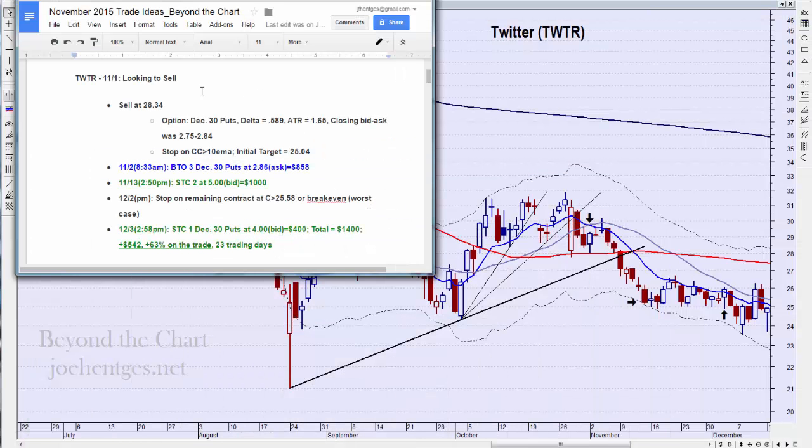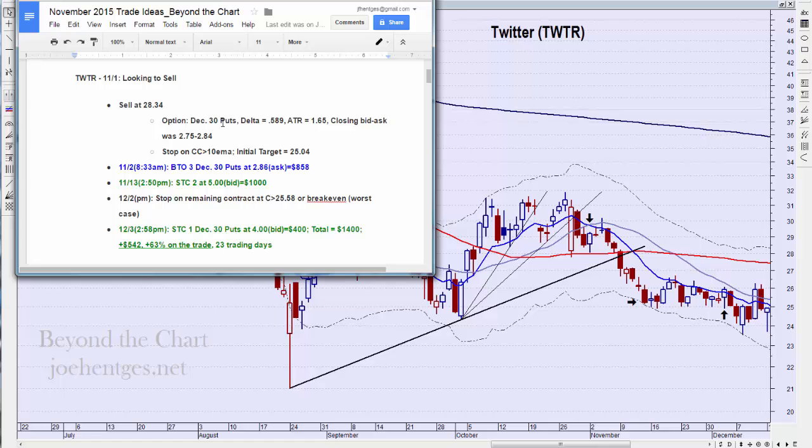Okay, so here's the setup. This is the Trade Ideas page, right off my Trade Ideas page that I use for my insider members. And this is how I actually lay out the trade idea. I said, Twitter on November 1st, which is a Sunday. I said, I'm looking to sell, and the sell at 28.34.